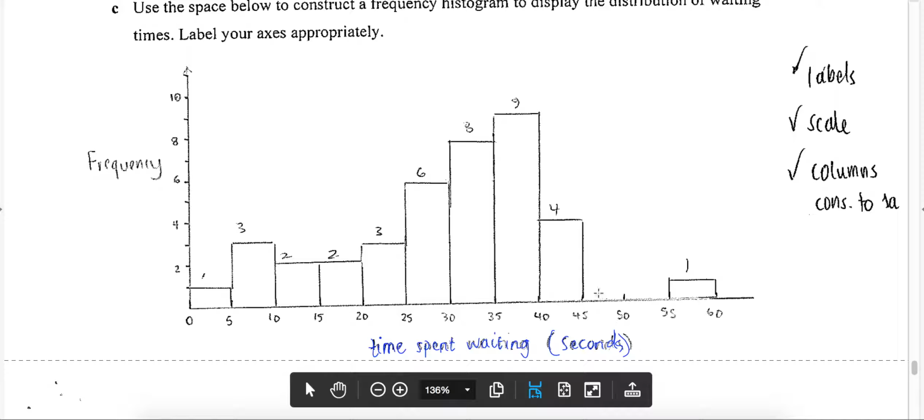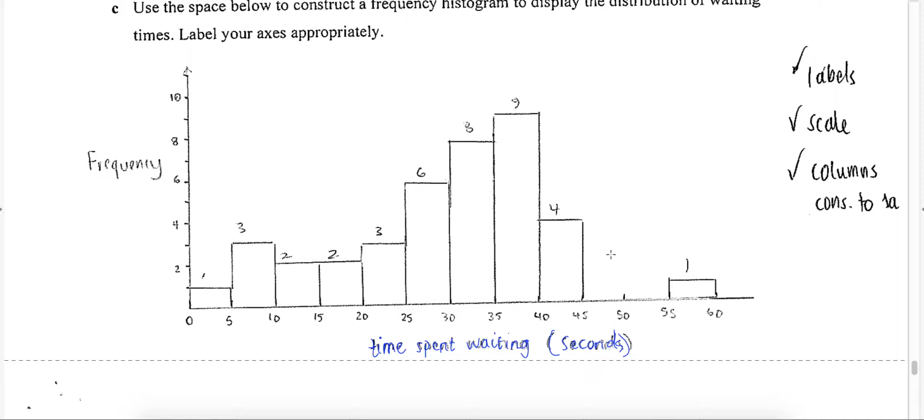When you've got no data, you don't skip on the scale, you leave it there. It's just going to have a frequency of 0. So some people, again, precision is what I'm after. Some people skipped columns, some people the frequency was incorrect. There were lots of different errors here, and precision, attention to detail, using a ruler.